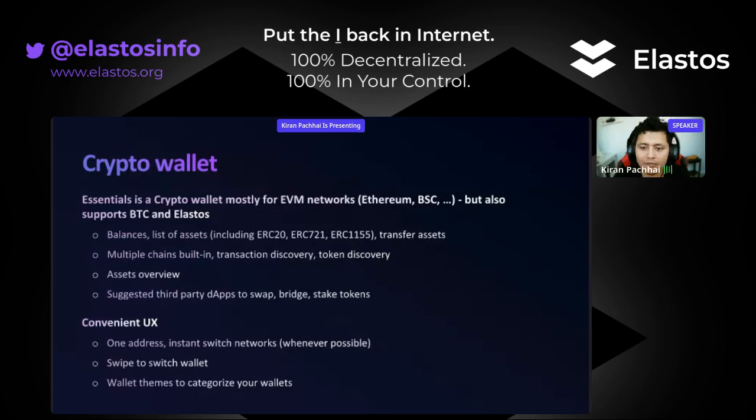On top of that, there are third-party dApps out there that let you bridge between all of these different networks. In addition, there are also different kinds of dApps that let you stake directly from your Essentials wallet without having to bookmark a whole bunch of wallets just to stake on different platforms, right? So Essentials is trying to make the UX, the user experience, as convenient as possible. You have one address, one DID, and you'll be able to instantly switch networks whenever you want with a simple swipe. And you have different wallet themes, so you can categorize your different wallets too.